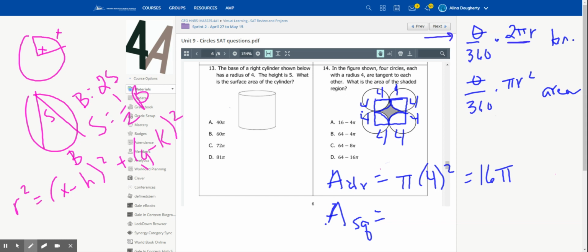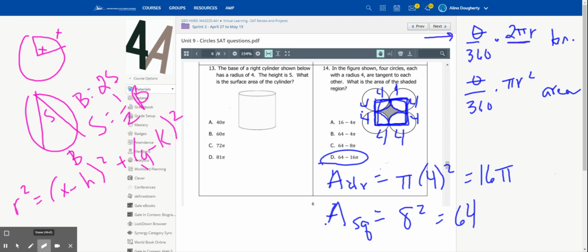That's going to be 8 times 8, which is 64. So then the shaded part is going to be that whole blue square minus the white circle made by those 4 quarters of a circle. So 64 minus 16 pi. Boom. Takes a long time to work that problem to see that that's what you have to do, but that is the most efficient part.